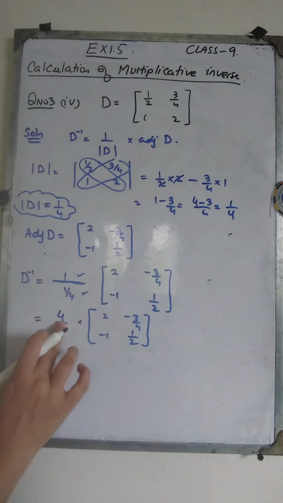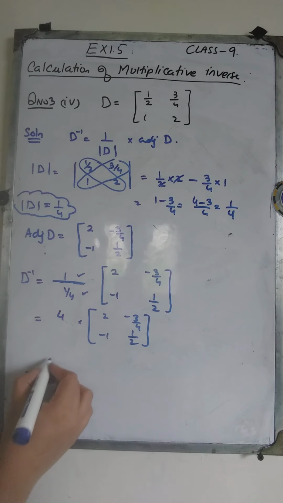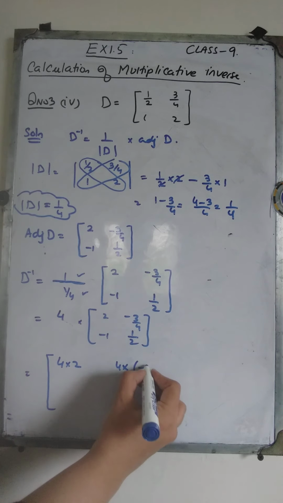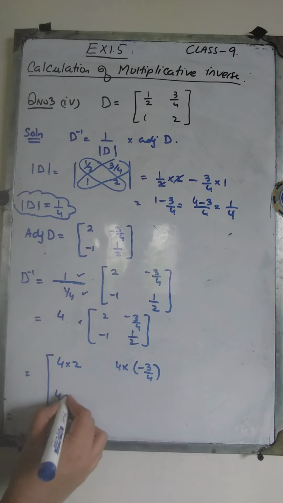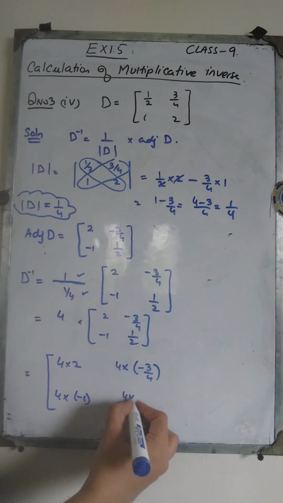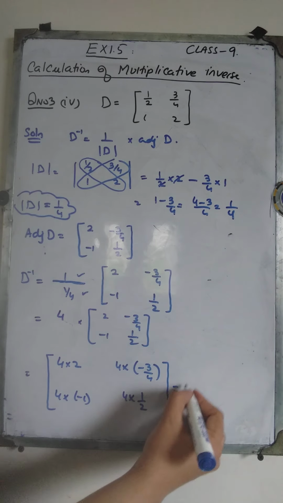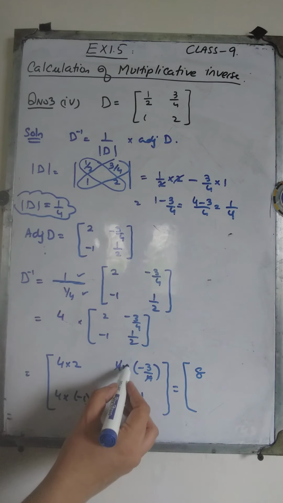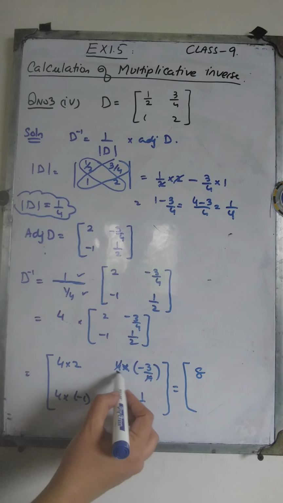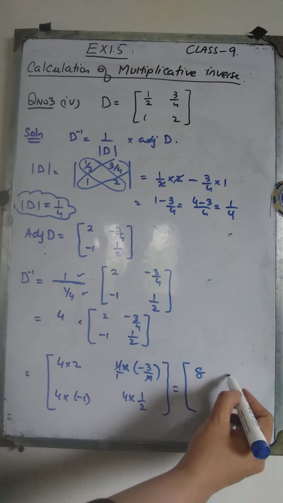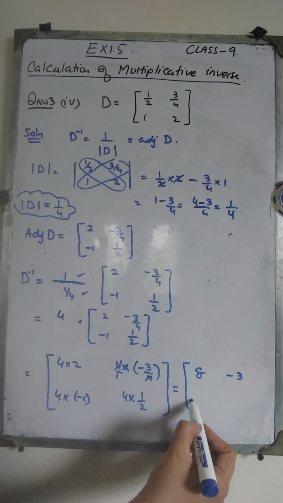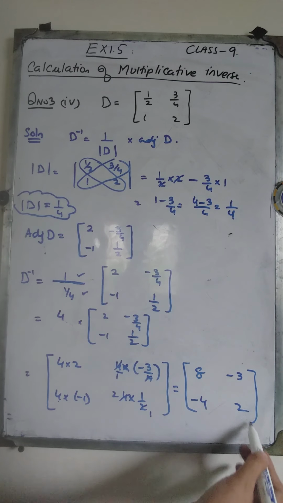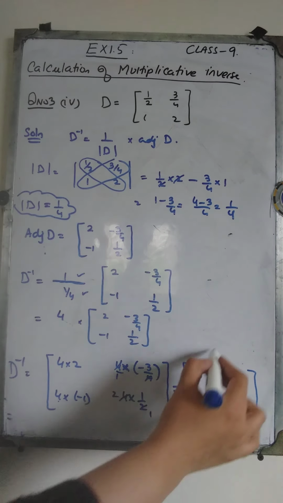So now you are going to multiply 4 with these numbers. 4 by 1 is again equal to 4. So you are going to multiply it with the matrix: 4 into 2, 4 into negative 3 by 4, 4 into negative 1 and 4 into 1 by 2. 4 into 2 will be 8. 4 and 4 will be cancelled out because we are multiplying fractions. This will be equal to negative 3. 4 into negative 1 will be negative 4, and 2 twos are 2. So D inverse will be this matrix.